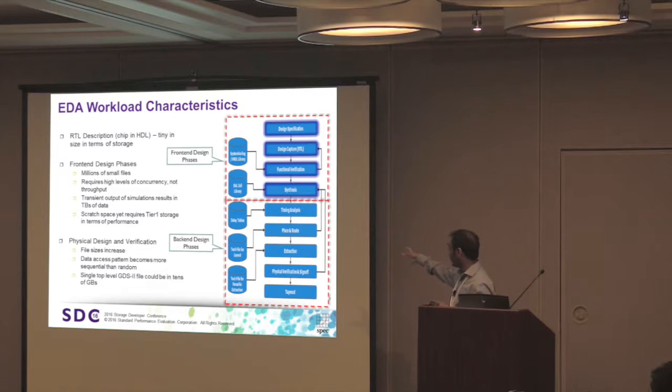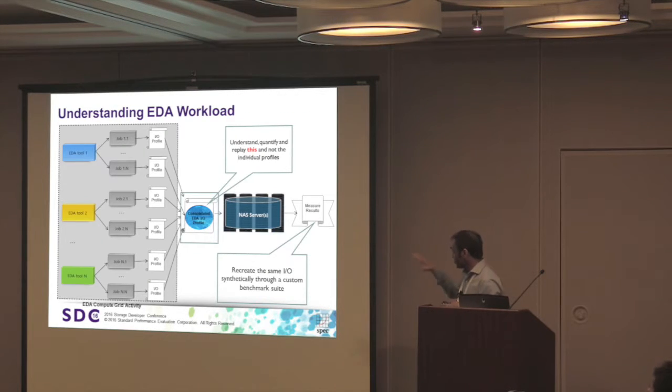And combine that with the fact that a house like Broadcom or a large semiconductor house may be working on tens of chips simultaneously, right? So you really have kind of a hodgepodge of things happening against the NAS, right? So this is the way to think of it, right? This captures what I was trying to tell you, right?